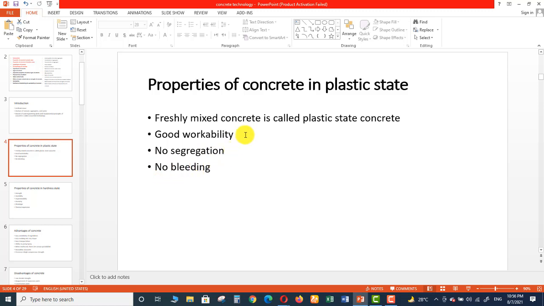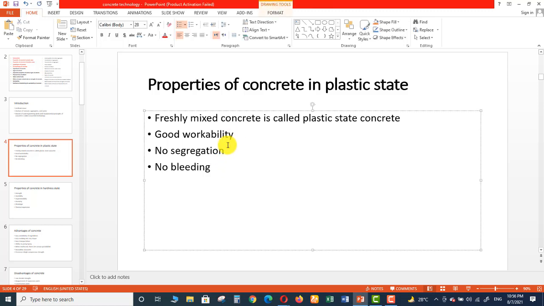So what is workability? We will discuss these three in detail in the coming videos, but let me tell you the basic definition of workability, segregation, and bleeding. Workability of concrete may be defined as the ease with which it can be mixed, transported, and placed in position in a homogeneous state, right? It is the ease with which we can mix, transport, and place the concrete where it is required, in a homogeneous state. That is called workability of concrete.